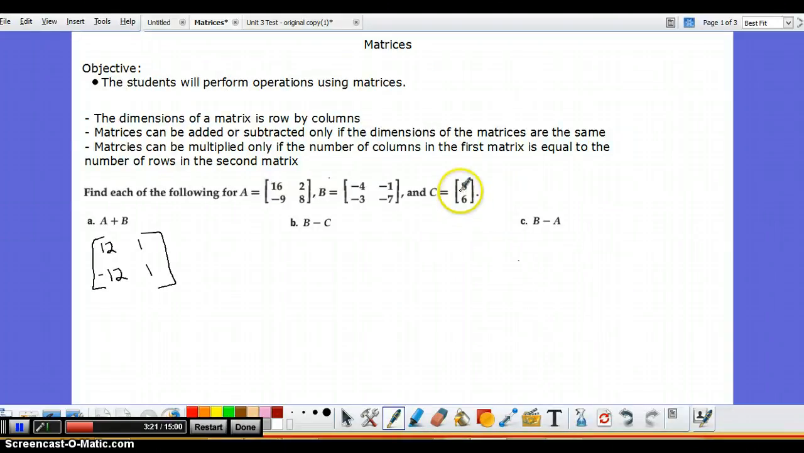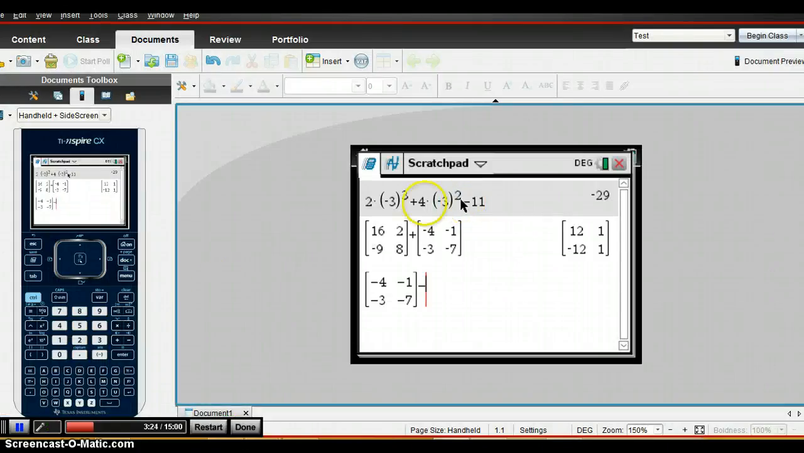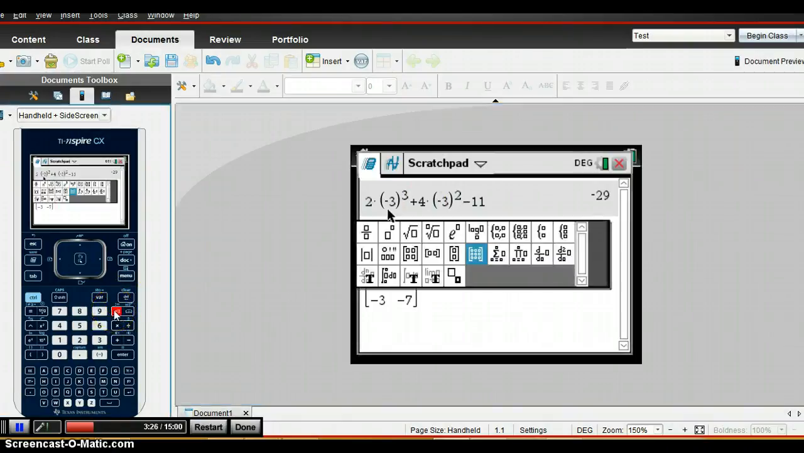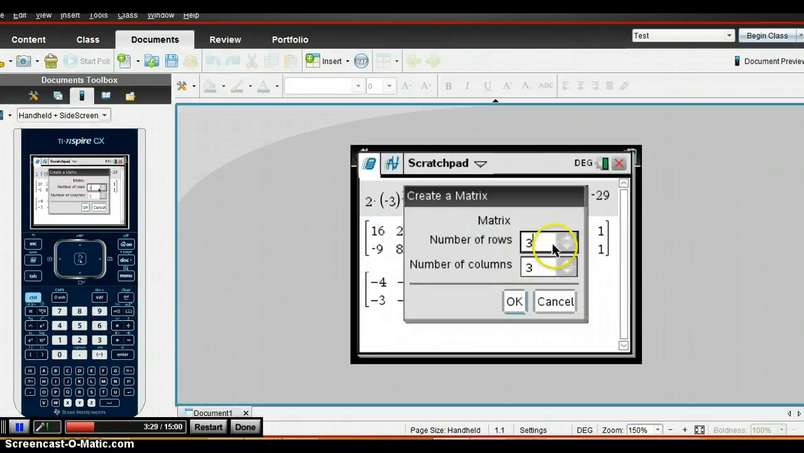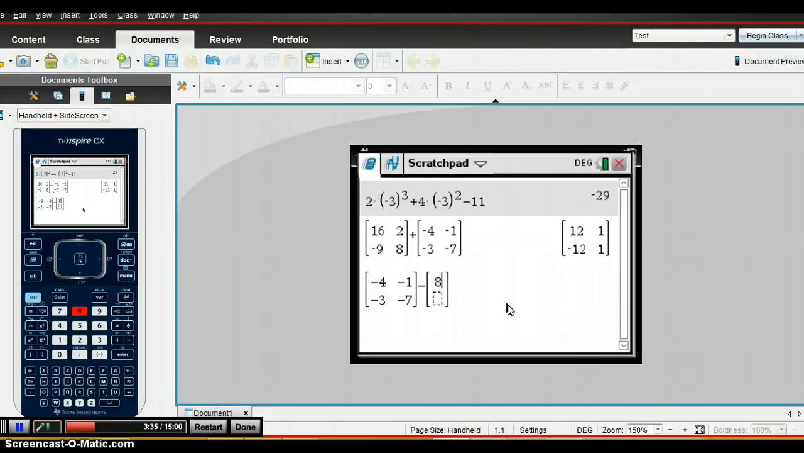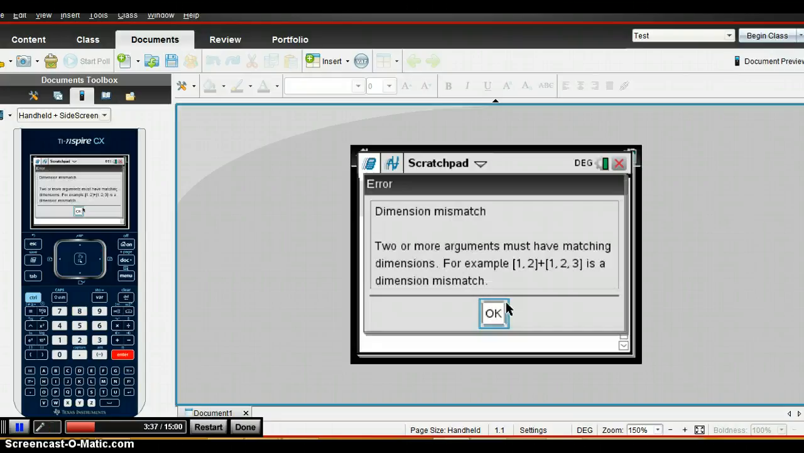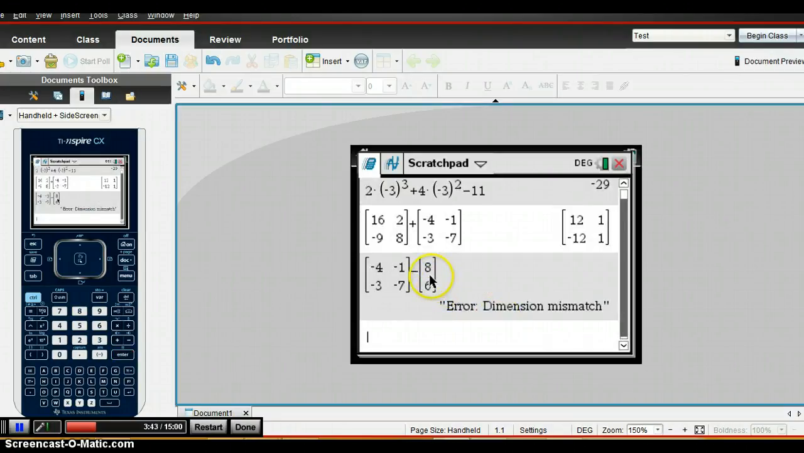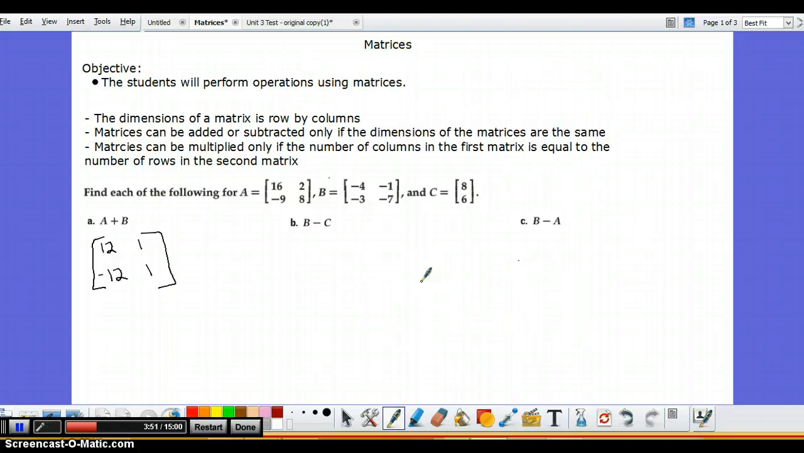So what did I say here? This is a 2 by 1, right? So if we come over here, we want 2 rows. We want 1 column. And it's 8 and 6. And what it tells you is the dimension mismatch. In other words, we can't do this one. It's not defined. I said that they had to be the same to add or subtract them. They're not. So we can't do that one. So this one here would be undefined. Alright, we can't do it.